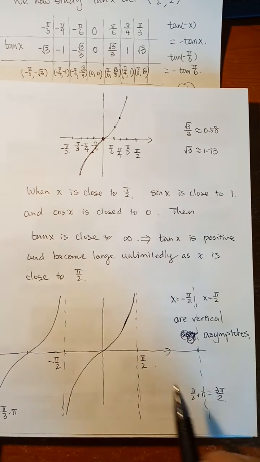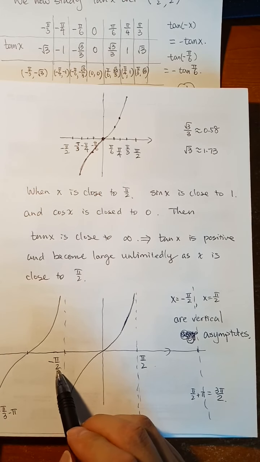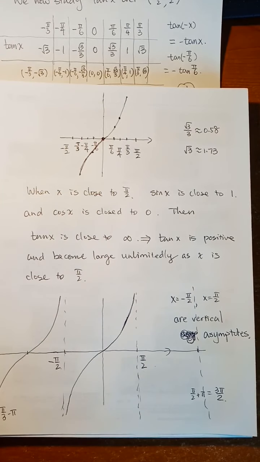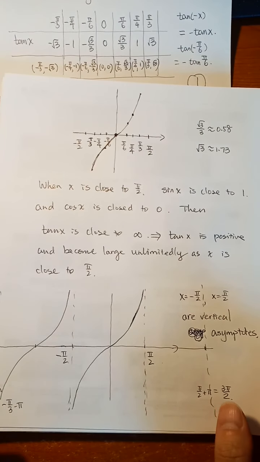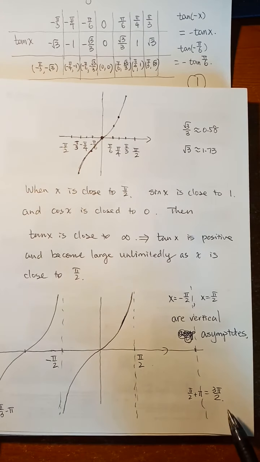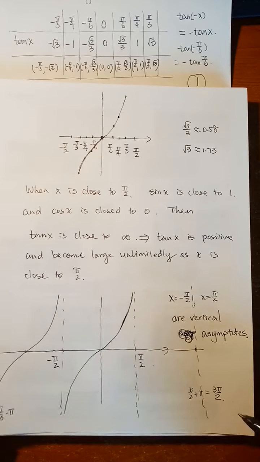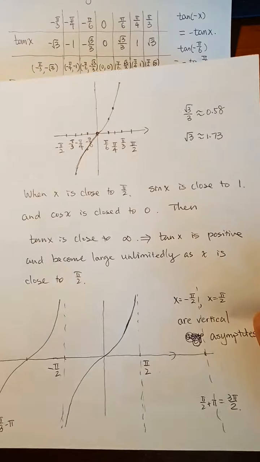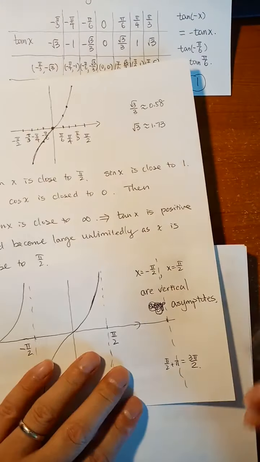Okay? So, and then you can observe it. You have negative pi over 2, pi over 2, 3 pi over 2, negative 3 pi over 2. You continue to the left, you will have negative 5 pi over 2, negative 7 pi over 2. You move to the right, you have pi over 2, 3 pi over 2, 5 pi over 2, 7 pi over 2. The pattern is that the numerator is always an odd multiple of pi: 3 pi, 5 pi, 7 pi, 9 pi, 11 pi. Denominator, of course, is always 2. Okay, so that is the pattern. So let's summarize the properties of the tangent function.